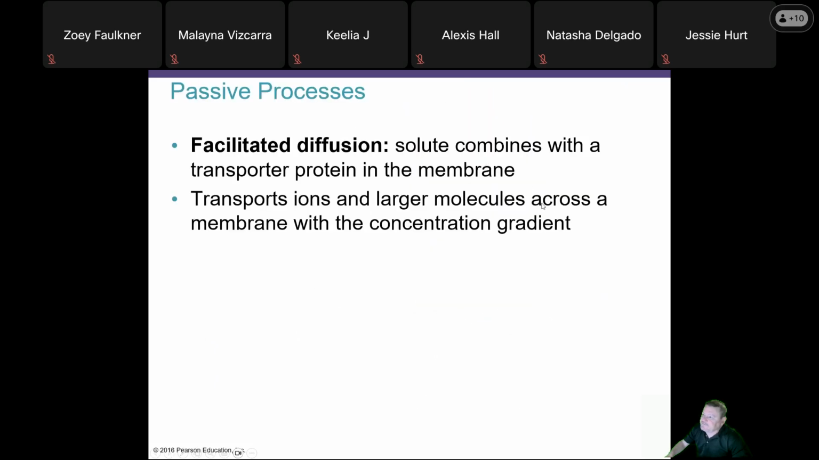So facilitated diffusion is where we have a transporter protein in the membrane. Things that can't get through the membrane, that are water soluble or too large, this will open up and allow them to pass through. Just think of it like a gate, and it opens, and then now those big, large molecules can get in, or those insoluble molecules can get in.